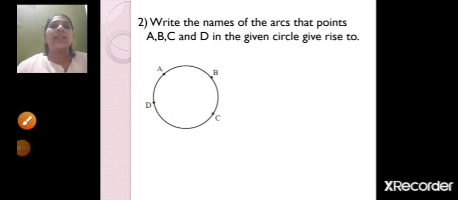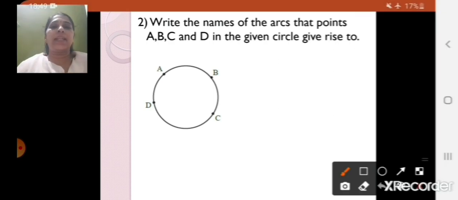Second question is, write the names of the arcs that points A, B, C and D in the given circle give rise to. So now you can see in the figure, A, B, C, D is a circle, right? So you have to write the names of the arcs, so that we can decide from where we have to take. Now what will I do? First I will start from the point A.